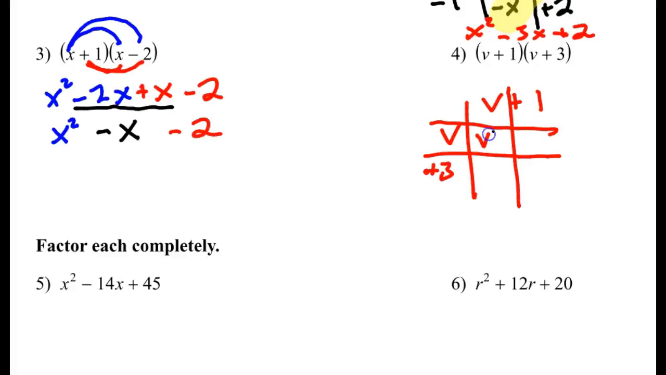Okay. Get v squared plus v plus 3v and plus 3. Don't forget to combine the diagonal here. So we have v squared. 3 plus 1 is 4. And bring down the 3.